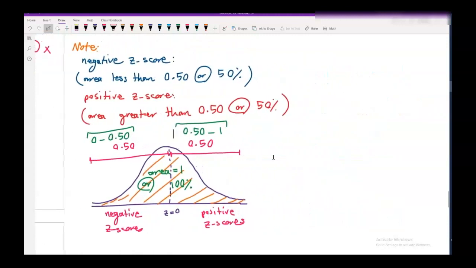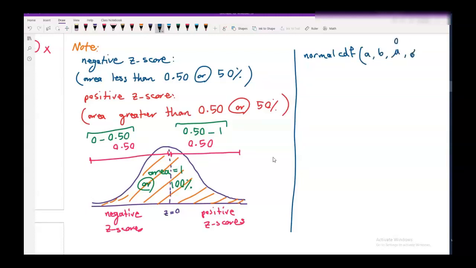And also I want to add something else here. These are in general what we use. Normal CDF is when we have a starting point, an ending point, a mean, which is always equal to 0, and a standard deviation, which is always equal to 1 when we have a normal distribution. The other one is inverse norm. Use this one when the area is given and we are asked to find z. The mean is 0 and the standard deviation is 1.